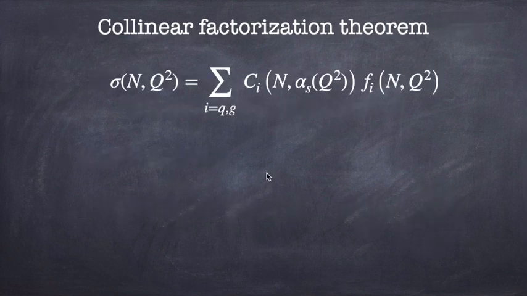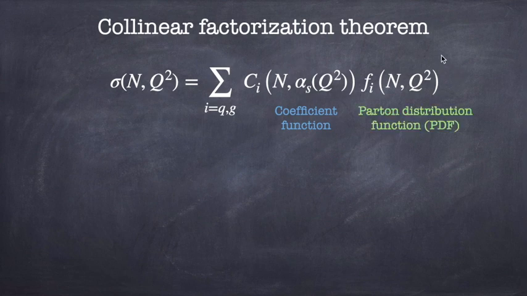As I said, we want to exploit some factorization properties. The first is the collinear factorization theorem, which says that we can write our observable, like a cross-section, as a product in Mellin space of a part that is the coefficient function, which is process dependent, and a part that instead is process independent and encodes the probability of finding a specific parton with a specific momentum inside the proton, for example.